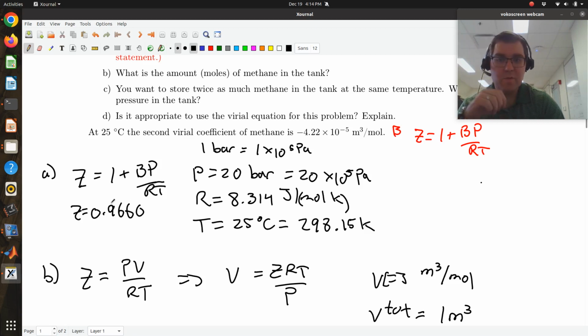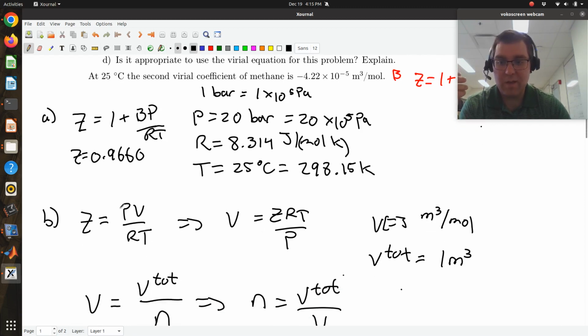First, a comment: is the virial equation of state applicable for this problem? Well, we get a Z of 0.9660. Z is equal to 1 for the case of an ideal gas. So here we have a small deviation from ideal gas behavior. We'd expect the virial equation of state to be reasonable since we're very close to the ideal gas state.